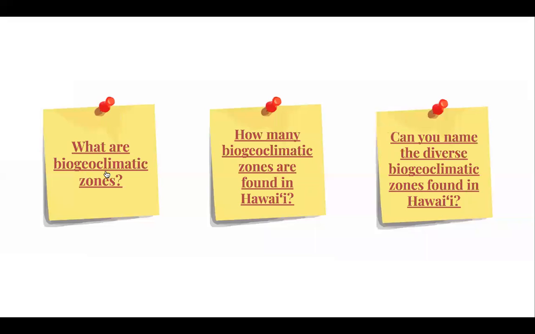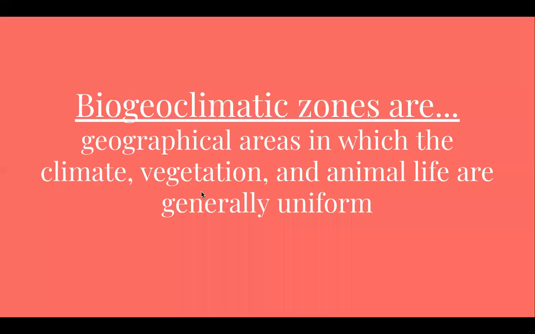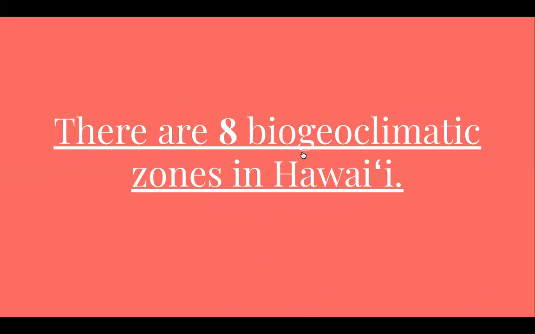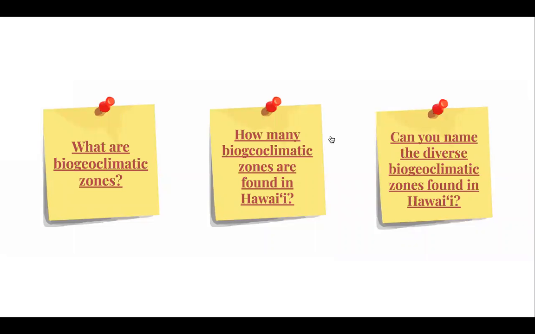So, what are biogeoclimatic zones? They are geographical areas in which the climate, vegetation, and animal life are generally uniform. How many biogeoclimatic zones are found in Hawaii? There are 8 biogeoclimatic zones found in Hawaii.